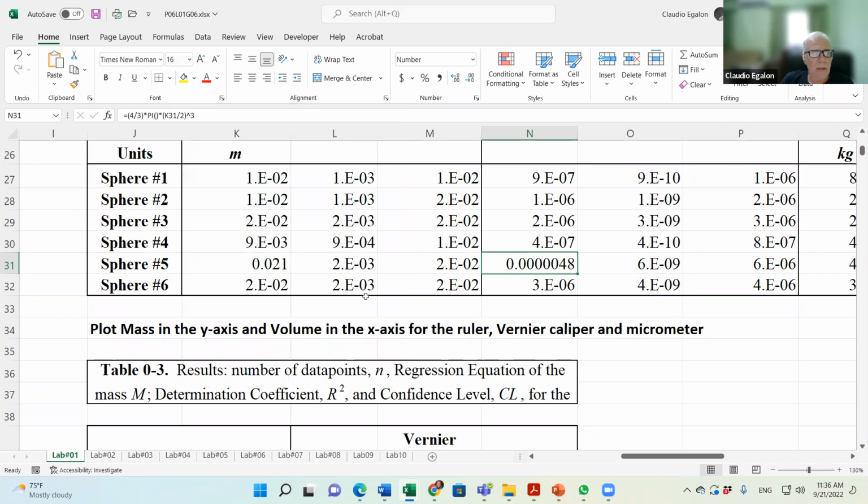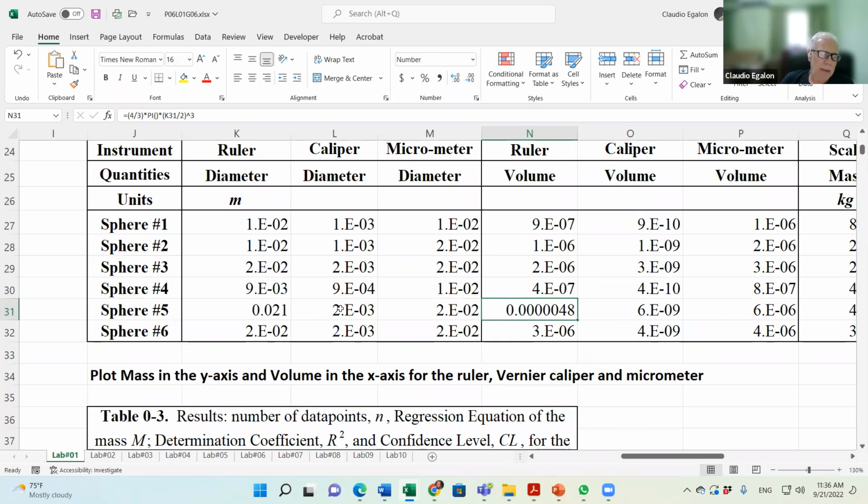2 significant digits here, 2 significant digits here. Everybody understand that? You have to do that for everything else. For the caliper, it's going to be 3 significant digits. For the micrometer, it's going to be 4 significant digits. And so the volume for the caliper and the volume for the micrometer will have 3 and 4 significant digits.